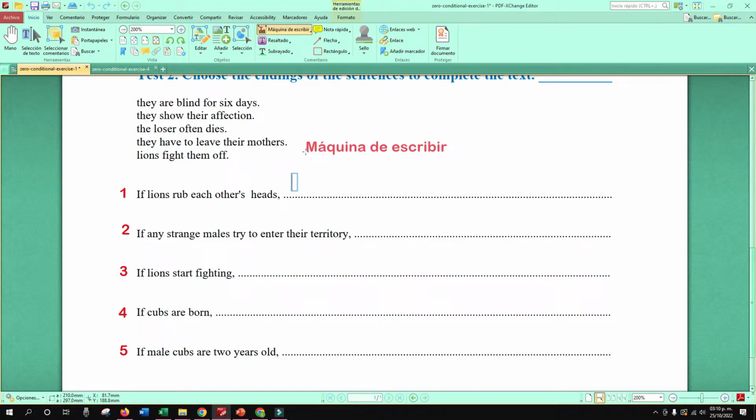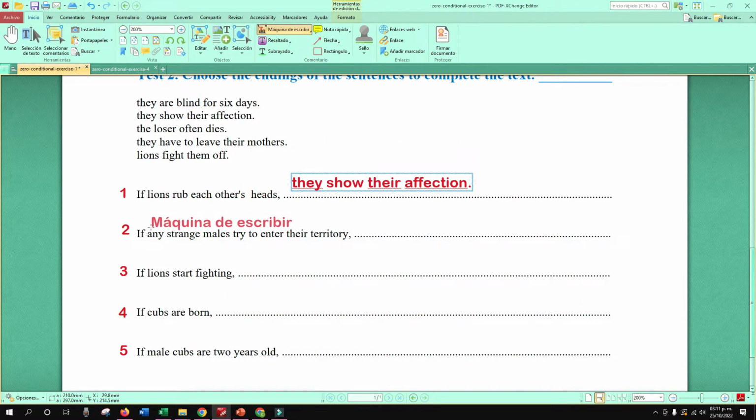If lions rub each other's head. Do you know rub? Frotar, ¿verdad? Rub. If lions rub each other's heads, they show their affection. Perfect. Excellent. Very good, Mr. Goodwin. Right? We have the if clause, then the result. Excellent. Thank you. What about number 2?